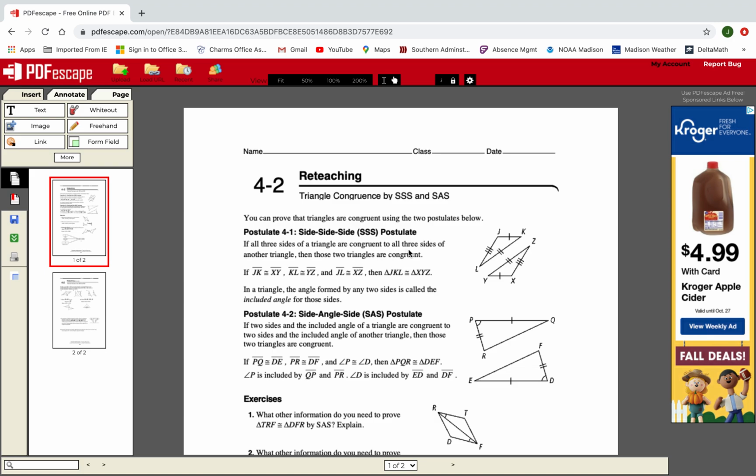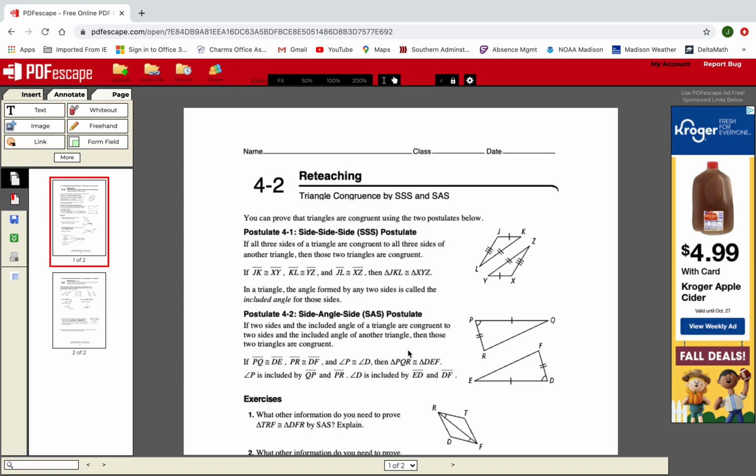So we have an example over here showing triangle JKL and triangle XYZ. And this shows that if all three pairs of those corresponding sides are congruent, then triangle JKL is congruent to triangle XYZ by the reason of side, side, side. So it says in a triangle, the angle formed by any two sides is called the included angle for those sides. So, for instance, I'm going to show it down here.